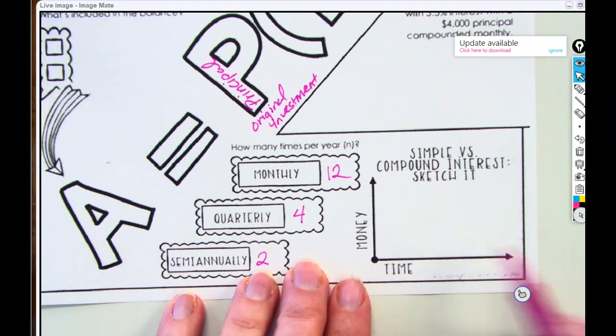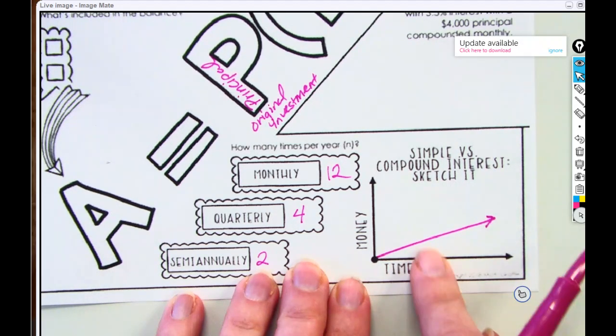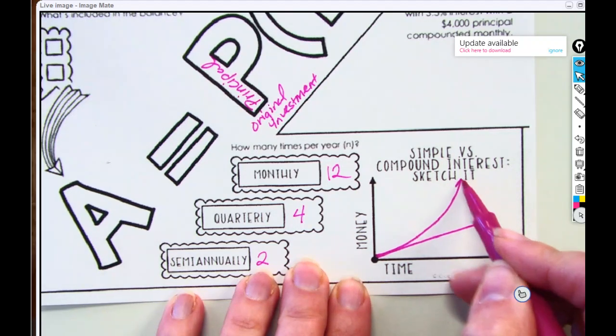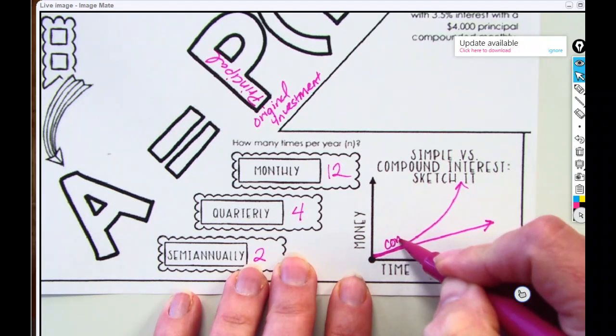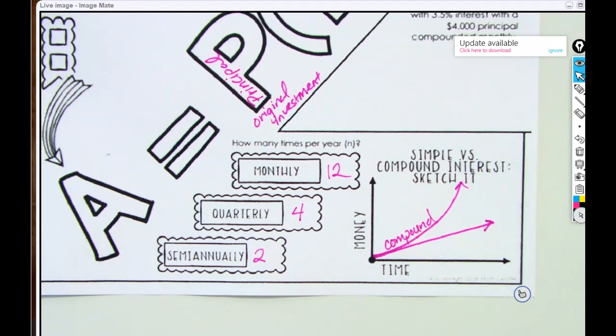Simple interest would look like this. You're just getting more and more, but compound interest has that exponential growth rate. And that's why we're talking about compound interest in this chapter with logarithms and exponentials.